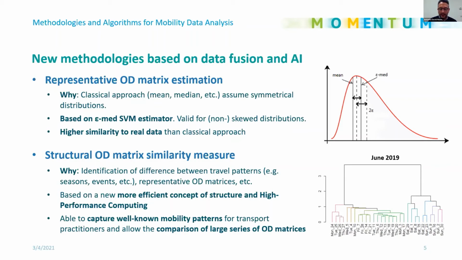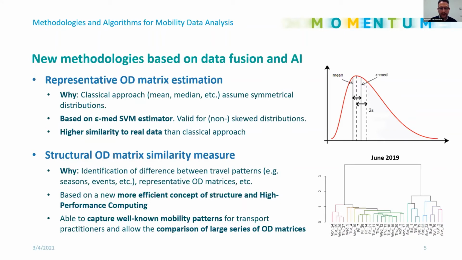The second of the methodologies was a new structural similarity measure whose results were very promising because it was able to capture many of the well-known mobility patterns for transport practitioners. Furthermore, its computation was highly efficient. Thanks to this, we were able to compare a series of OD matrices.